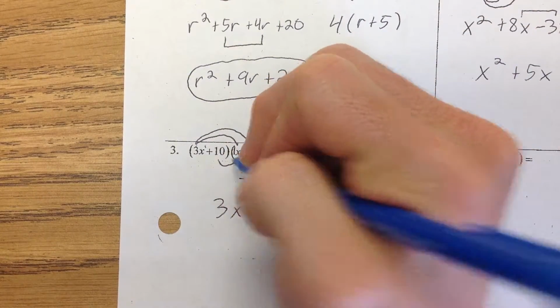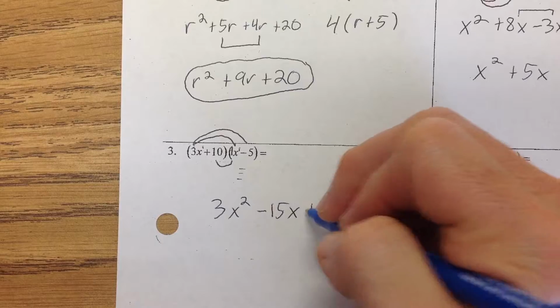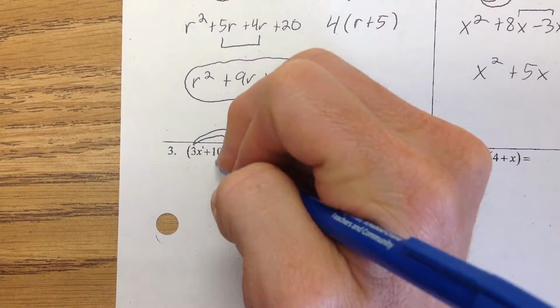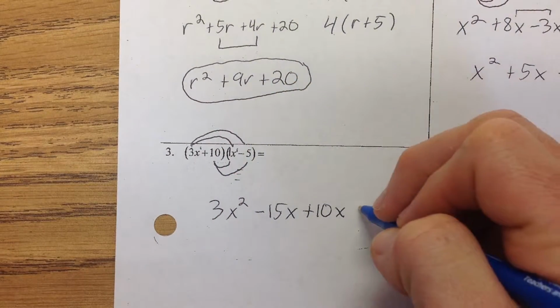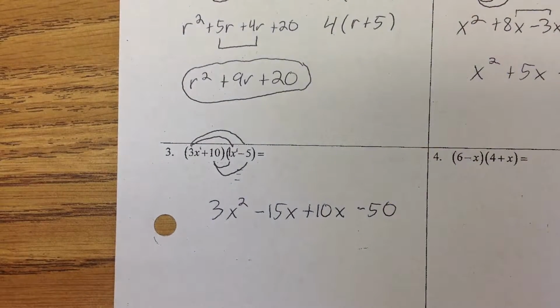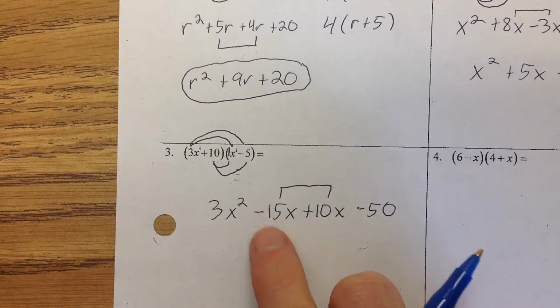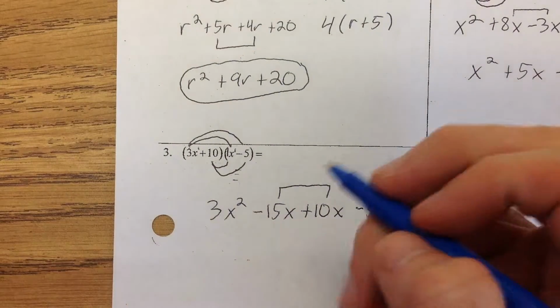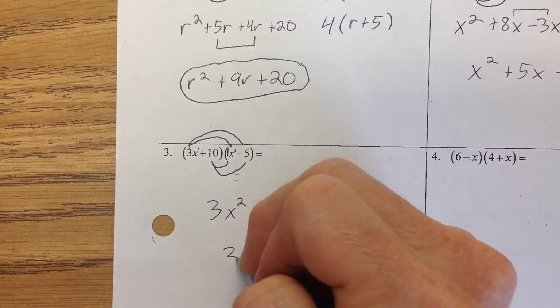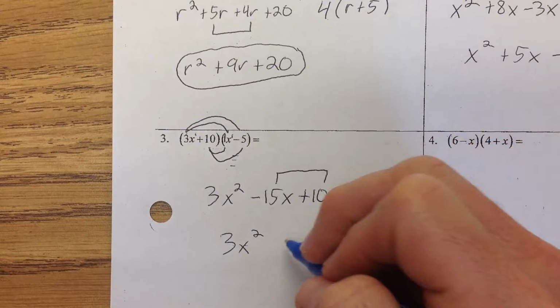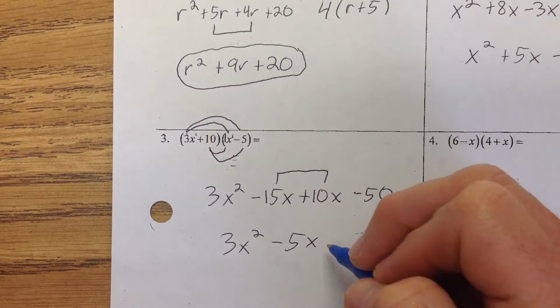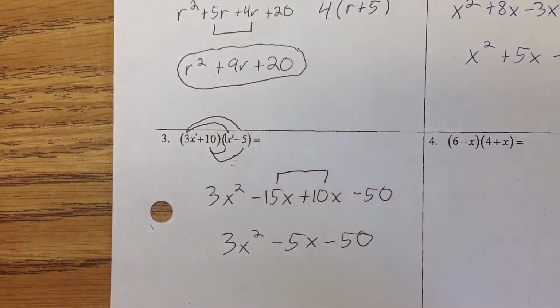I have a 10 times x, or 10 times 1x. That's just going to be 10x. And then a 10 times negative 5 is going to be negative 50. I combine my like terms, and just make sure you're paying attention to the signs. This is a negative 15 plus 10. So when I combine those, it's going to be negative 5x minus 50.